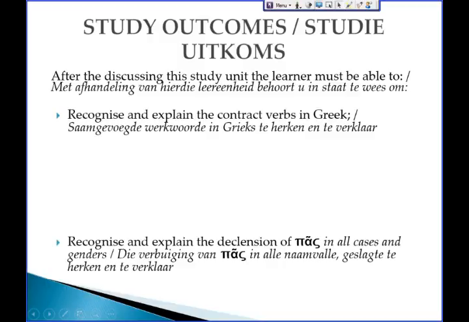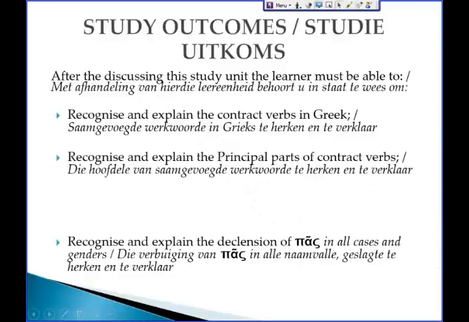I'm introducing you to the contract verbs. In Afrikaans it is die samgevoegde werkwoord. You don't have this in Afrikaans. We also don't have this in English, but that's why we're talking Greek verbs. The aim is to recognize and explain the contract verbs in Greek. What are they? How do they behave? How do we conjugate them? And all that. All right?